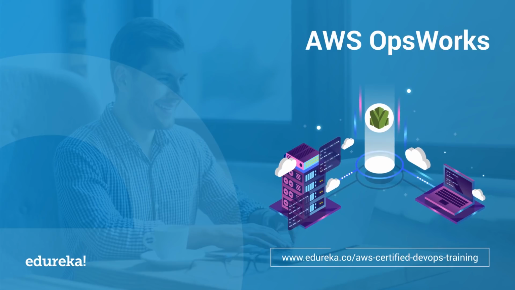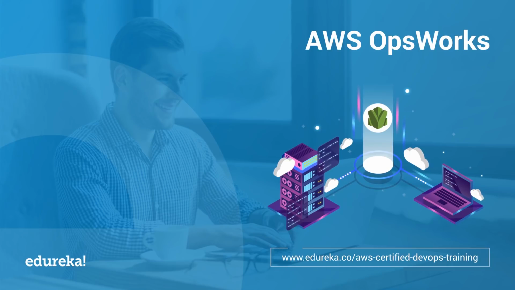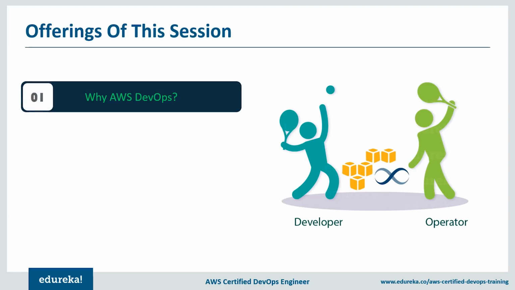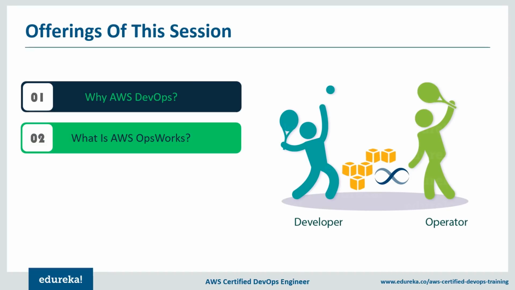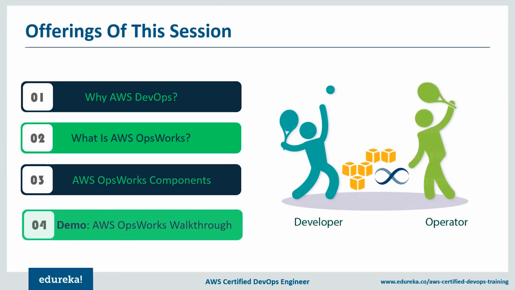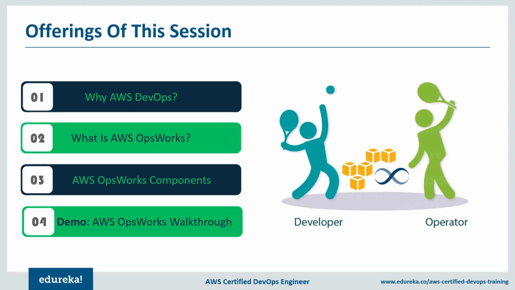In today's session, we would be talking about AWS OpsWorks. Before we get into the details of this particular topic, let us take a look at the offerings of this session. So I would start this session by talking about why AWS DevOps approach is needed. Moving further, we would understand what is AWS OpsWorks and why it is needed. We would also talk about some of its components, and finally, I would finish things off with the demo part where I would give you a walkthrough through this service that is AWS OpsWorks.